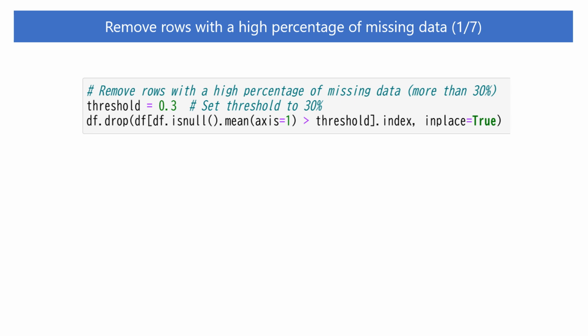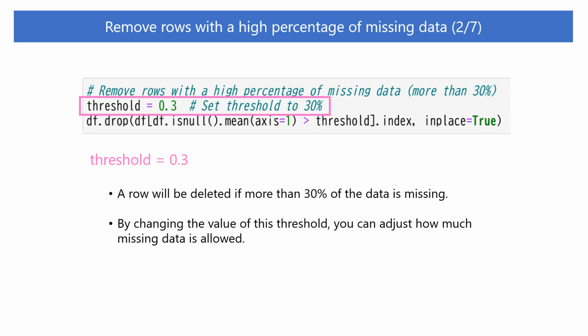Next, let's delete rows with a lot of missing data. There's no single best criterion for a lot, so the analyst needs to decide for themselves. Here, let's delete rows where the missing data accounts for 30% or more of the data. You can do it using this code. It may look complicated at first, but if you break it down, you can understand the structure and implement it yourself.